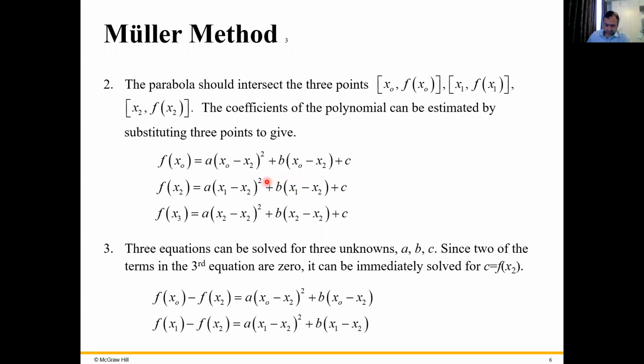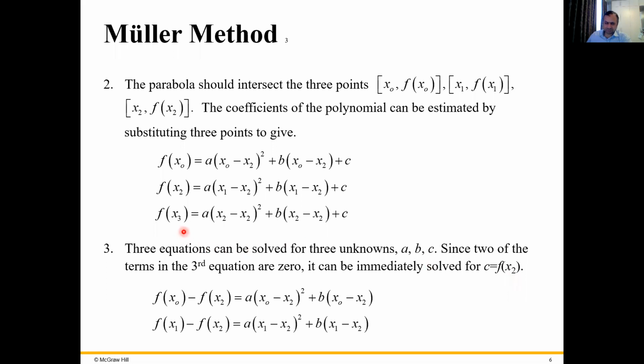Later on, these 3 equations can be solved for the 3 unknowns, a, b, and c. So we have these 3 equations and 3 unknowns, and now you can see that it is easier to solve for a, b, and c. Since two of the terms in the third equation are 0, it can be immediately solved for c, which is equal to f(x3). So c is equal to f(x3).